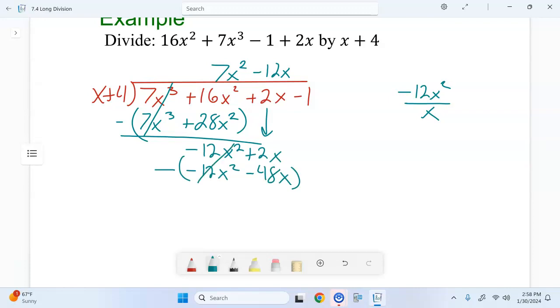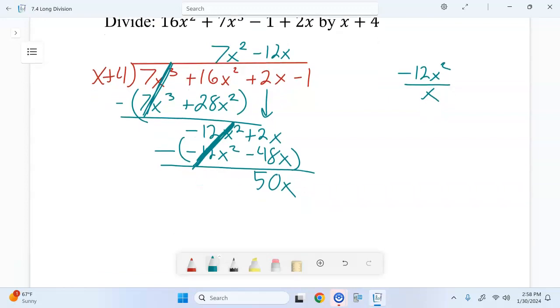Because it's a negative 12x plus 50x. If this doesn't cancel, we did something wrong. We need to make sure that whatever the next line is, we're going down in power. So this was the third power, this is the second power, this is the first power. We need to be going down. If that doesn't cancel, then we messed something up. Okay? All right? Why negative 48? Negative 12x times positive 4, negative 48.